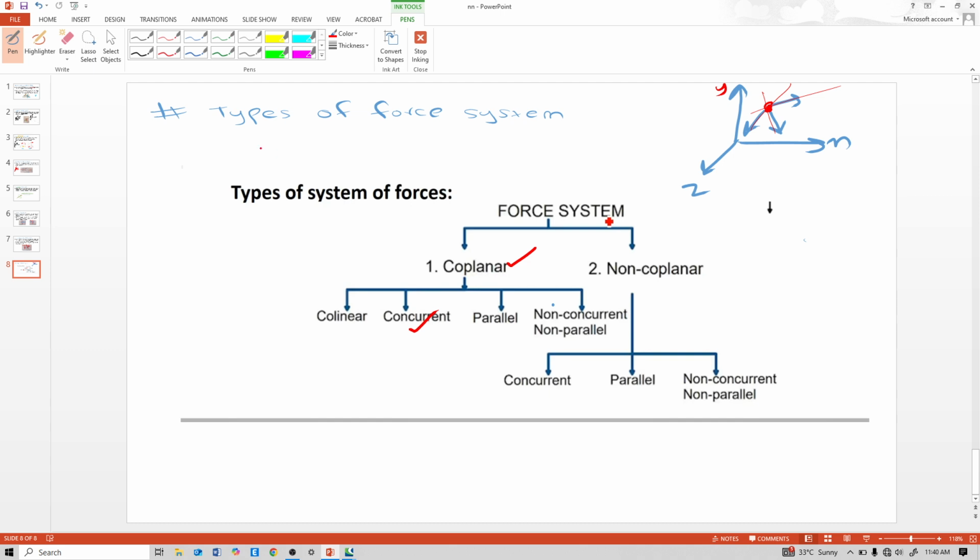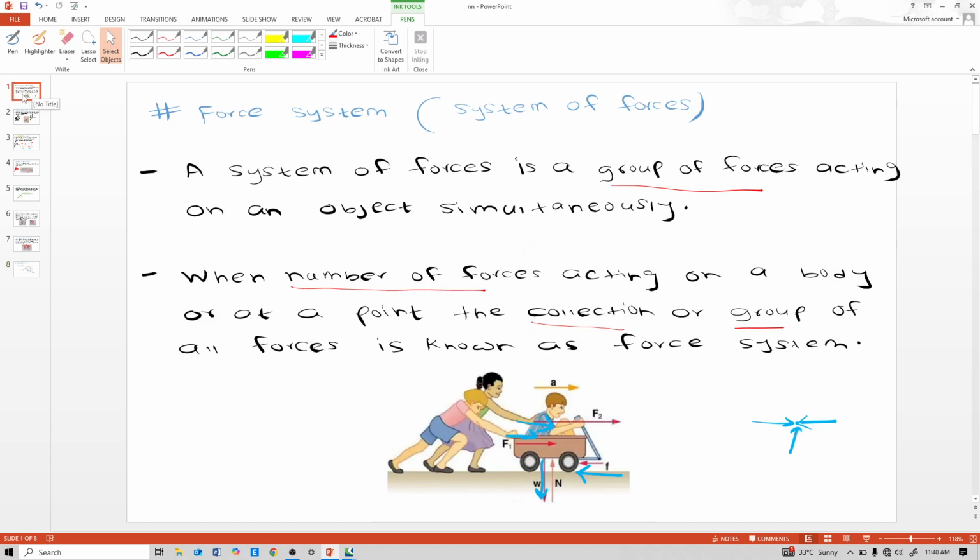So this is about types of forces, force systems and system of forces. I think it is understandable to you. So thank you very much.